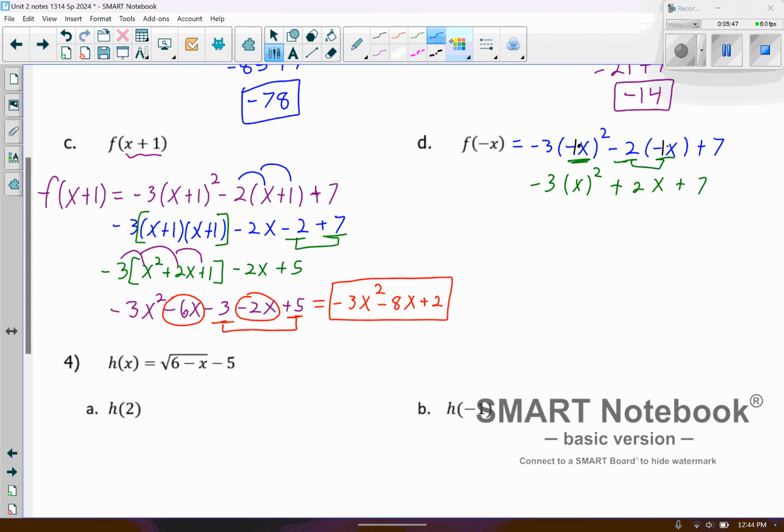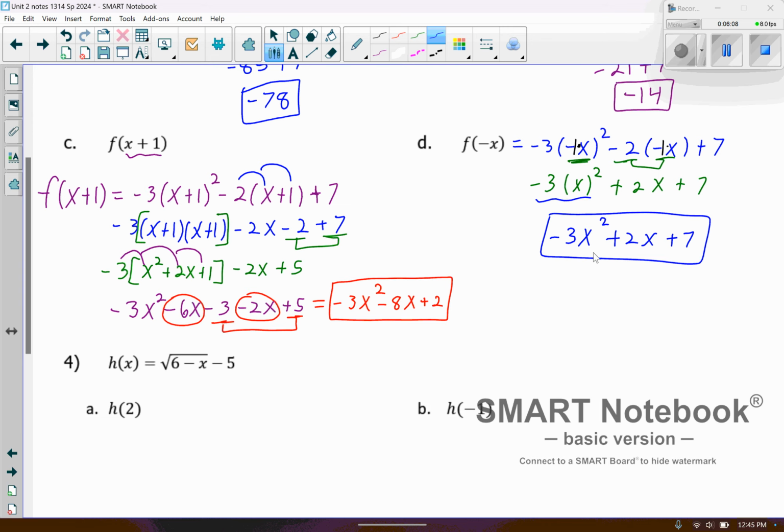And then the last thing we want to do here, I mean, technically you could leave it like this, but I'm going to go ahead and drop the parentheses here and just write this as negative 3x squared plus 2x plus 7. And there we go. That's it.